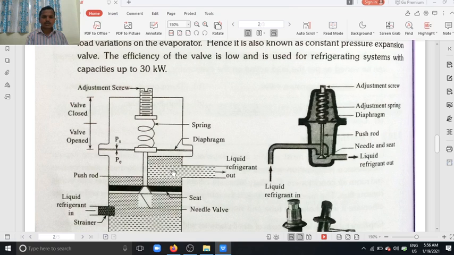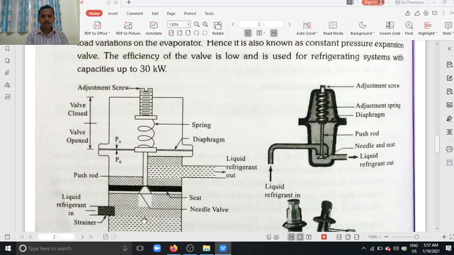The flow of refrigerant stops until the equilibrium position, that is PS equal to PE. The refrigerant absorbs heat and evaporates, and the pressure decreases. Then PS equals PE, which is the neutral position, and the push rod moves in the downward direction.